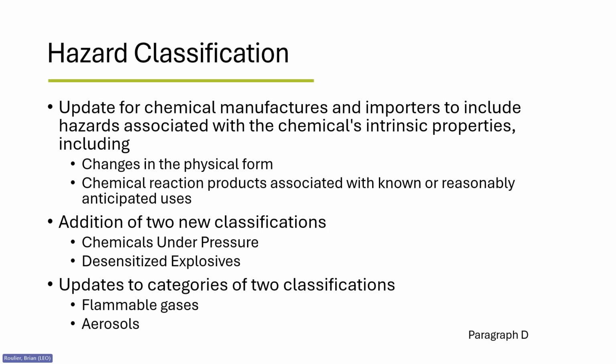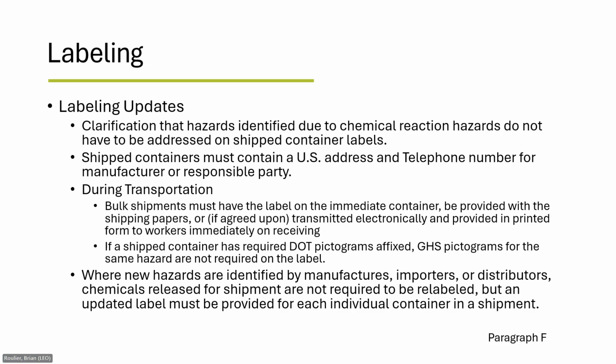There has been an addition of 2 new hazard classifications, which are chemicals under pressure and desensitized explosives. The flammable gas and aerosol classifications have also had new categories added. Hazards identified due to chemical reactions do not need to be addressed on the shipped container label. However, they still must appear on the safety data sheet.